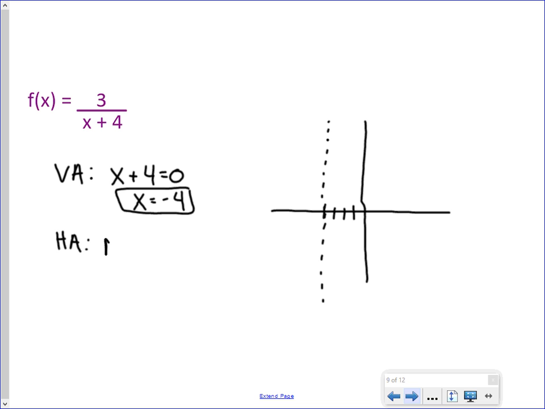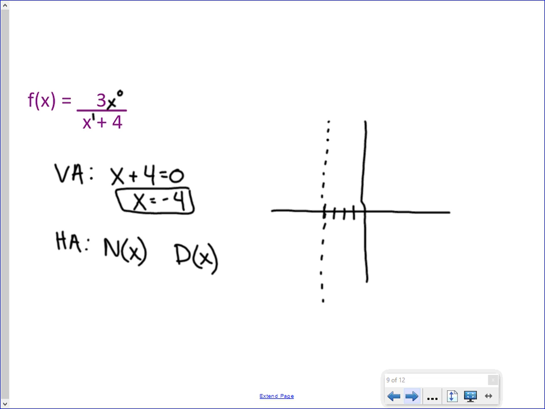Compare the degree of my numerator and my denominator. So I'm looking, are they the same? Is the numerator less than? Is the numerator greater than? What is the highest exponent in the numerator? 0. So you're looking for the x variable. Is there an x in the numerator? No, so it must have been x to the 0. What's the degree in the denominator? 1. Is this linear?